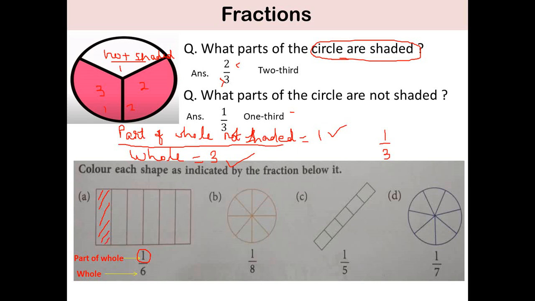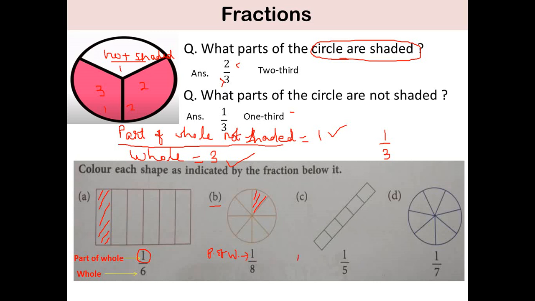Right? Now go to the B part. 1 by 8. 1/8. Okay. So part of whole is 1. That means we have to shade only one part from this whole. So any one part you can shade. Right? Now next, 1/5. Right?